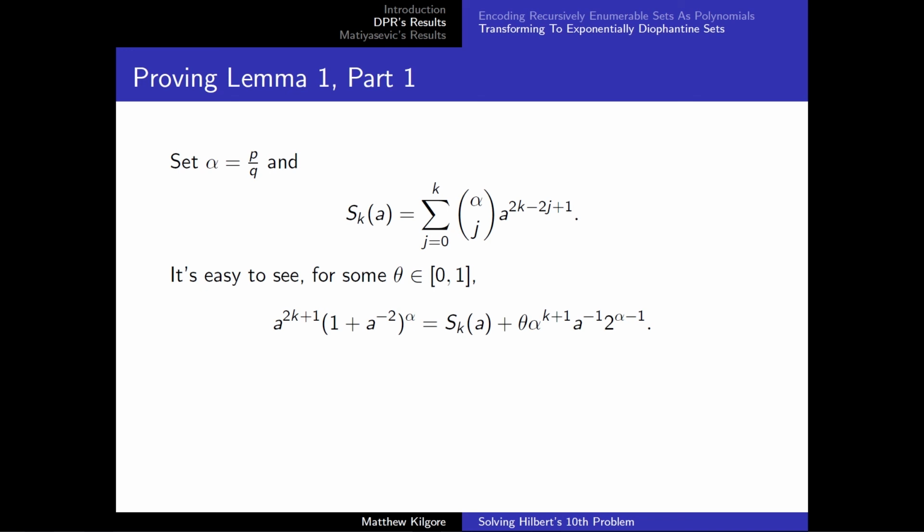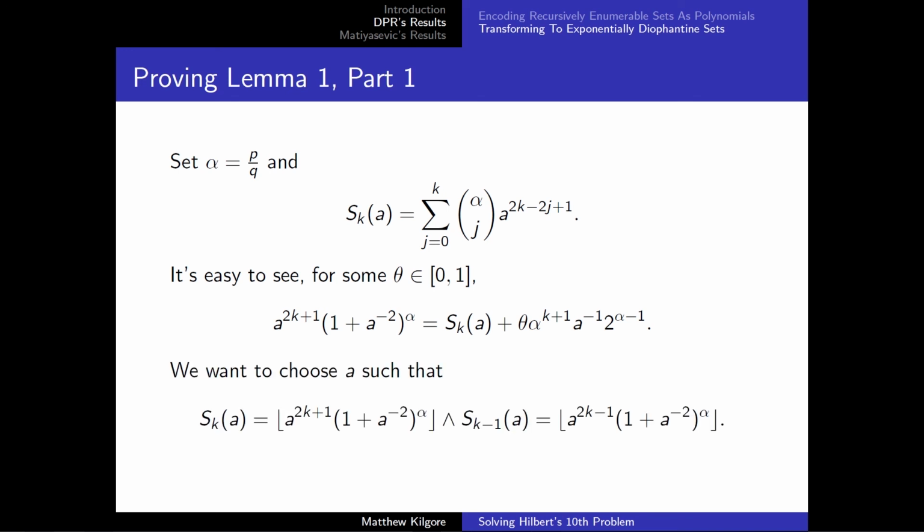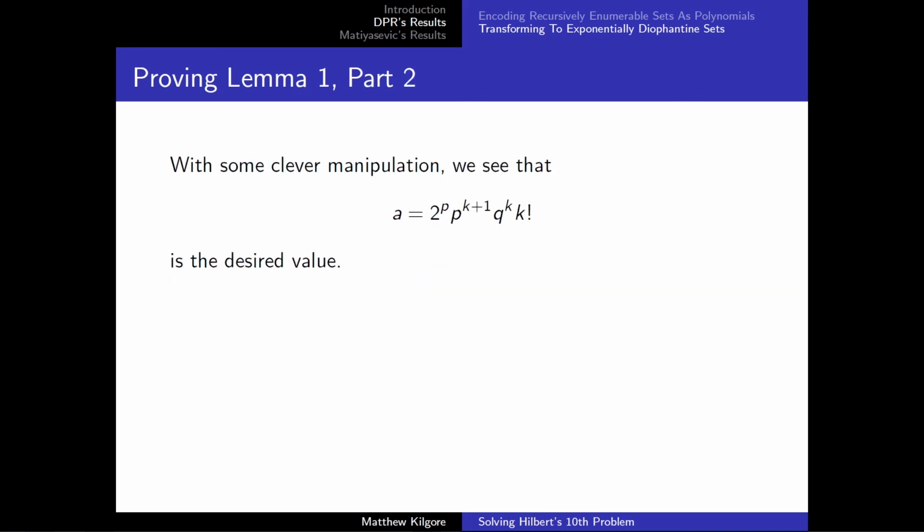If I recall, this was Taylor's expansion with Lagrange form or something like that. But we want to choose a such that S_k of a is c for the greatest integer less than or equal to this number we just described. We also want the corresponding thing to hold for S_{k-1} of a. With some clever manipulation, we see that a equals 2 to the p, p to the k plus 1, q to the k, k factorial, is a desired value.